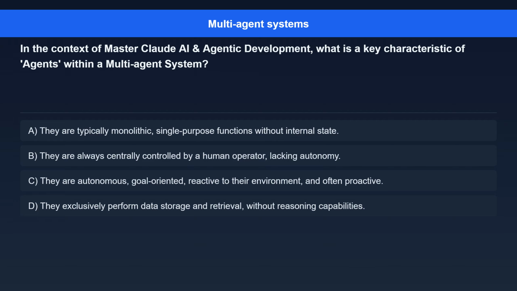Option B. They are always centrally controlled by a human operator, lacking autonomy. Option C. They are autonomous, goal-oriented, reactive to their environment, and often proactive. Option D. They exclusively perform data storage and retrieval, without reasoning capabilities.